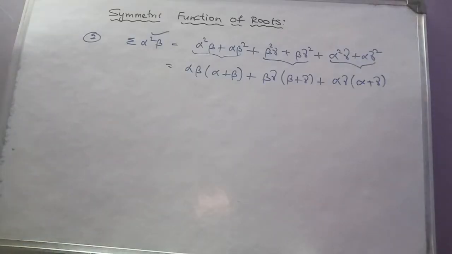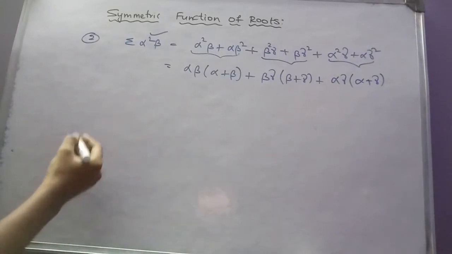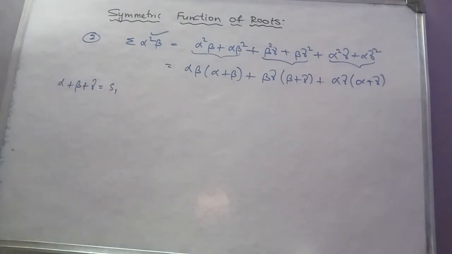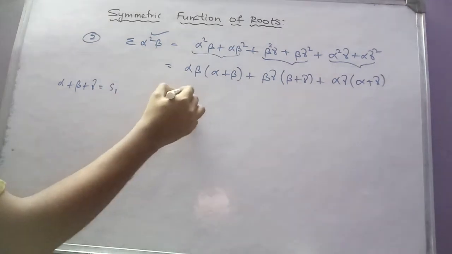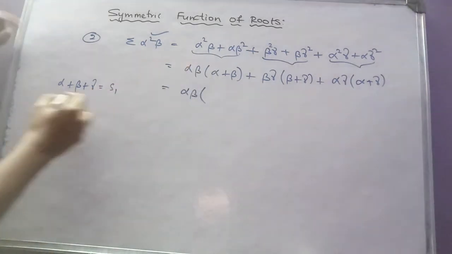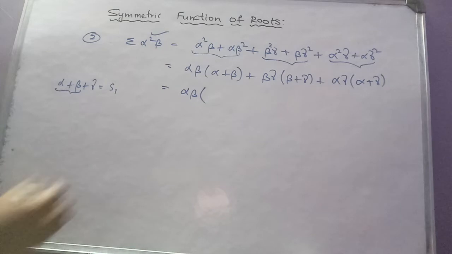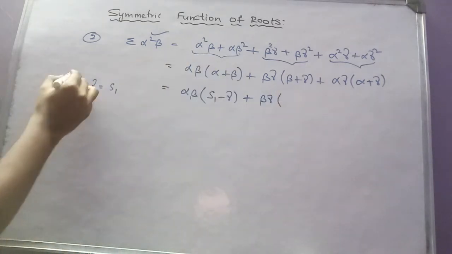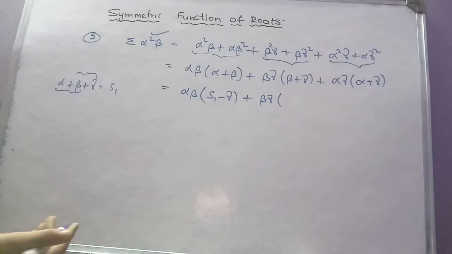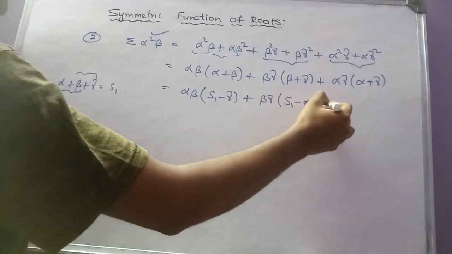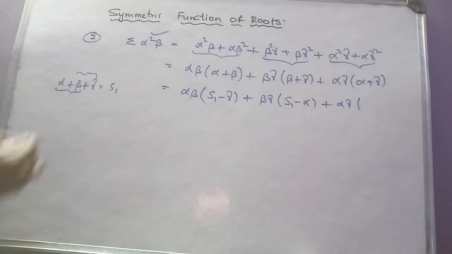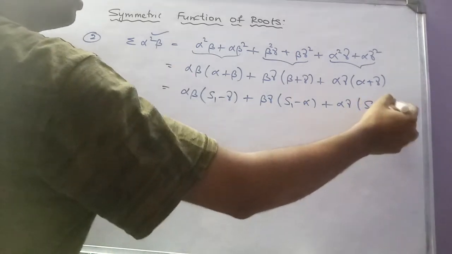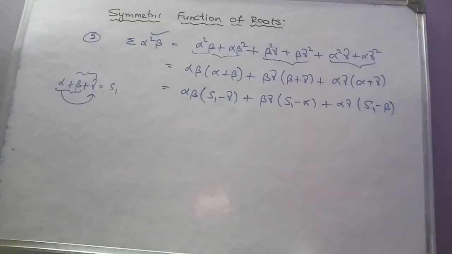So next, we already know that alpha plus beta plus gamma is equal to S1. Let me use this now. Alpha beta as it is. What is alpha plus beta? It is S1 minus gamma. Plus beta gamma into what is beta plus gamma? Beta plus gamma is S1 minus alpha. Plus alpha gamma into what is alpha plus gamma? S1 minus beta. Right?